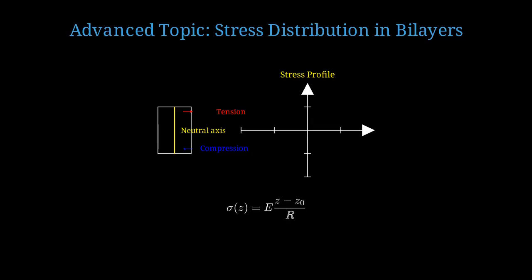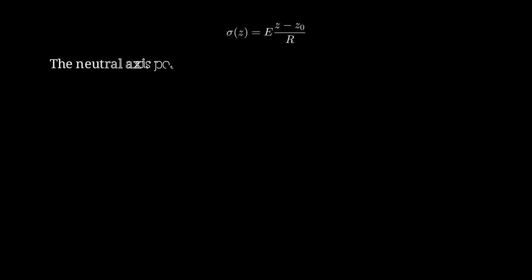The stress sigma as a function of position z through the thickness is given by the elastic modulus E times (z minus z0) over r, where z0 is the position of the neutral axis and r is the radius of curvature. The neutral axis does not necessarily lie at the geometric center of the bilayer. Its position depends on the relative thicknesses and elastic moduli of the two layers. A stiffer layer shifts the neutral axis toward it.